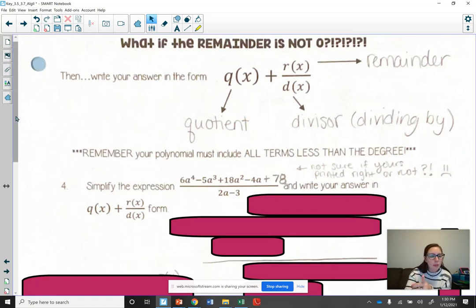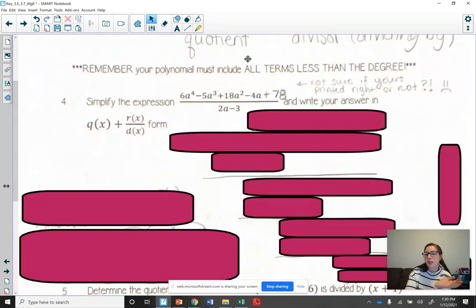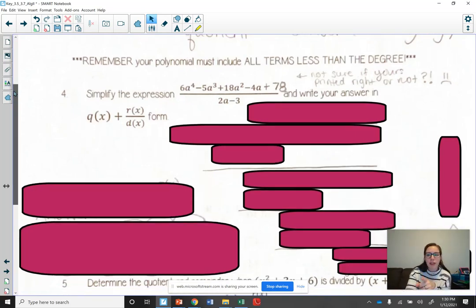Mine, when I printed it, because I printed this at home, it didn't have the plus 78, so I'm not sure if yours did or not. So make sure you check that on your paper.